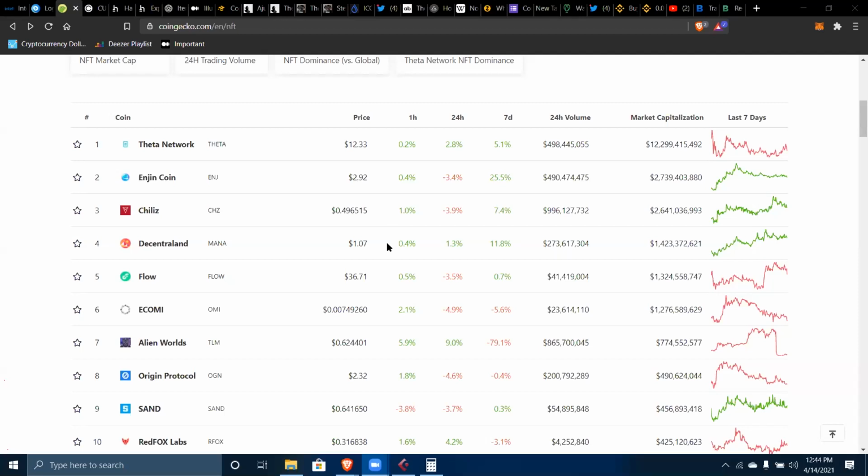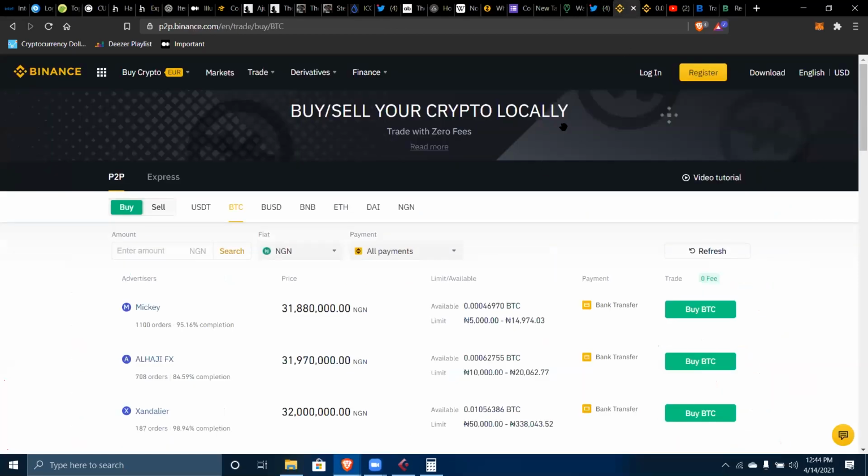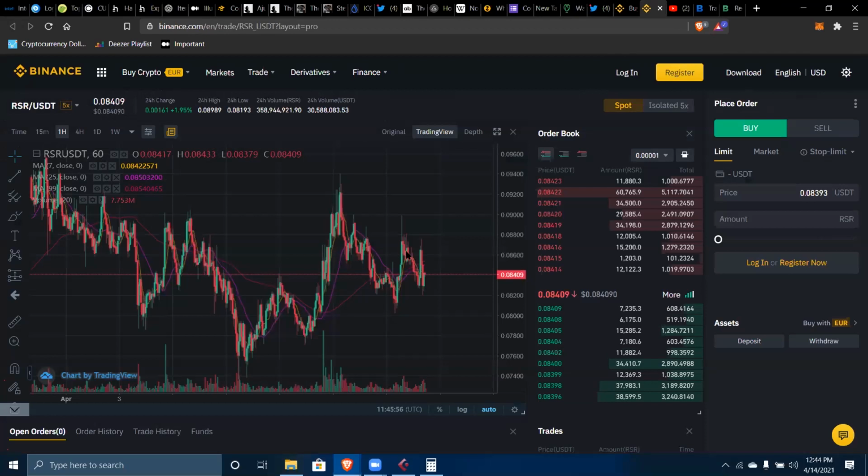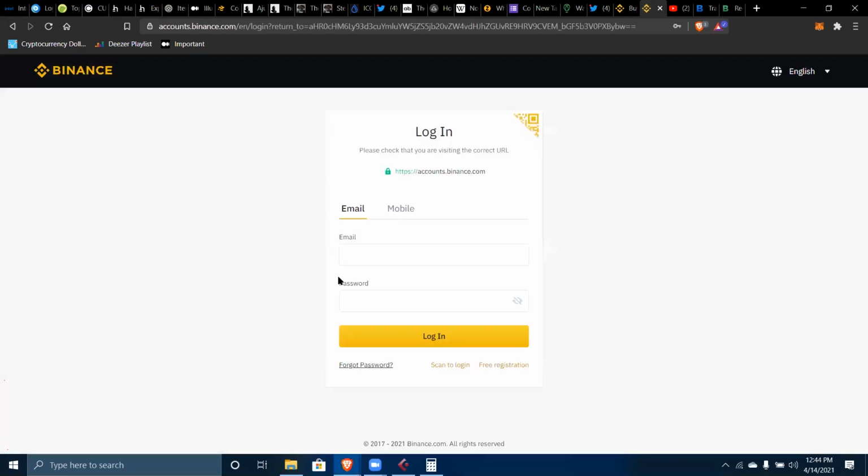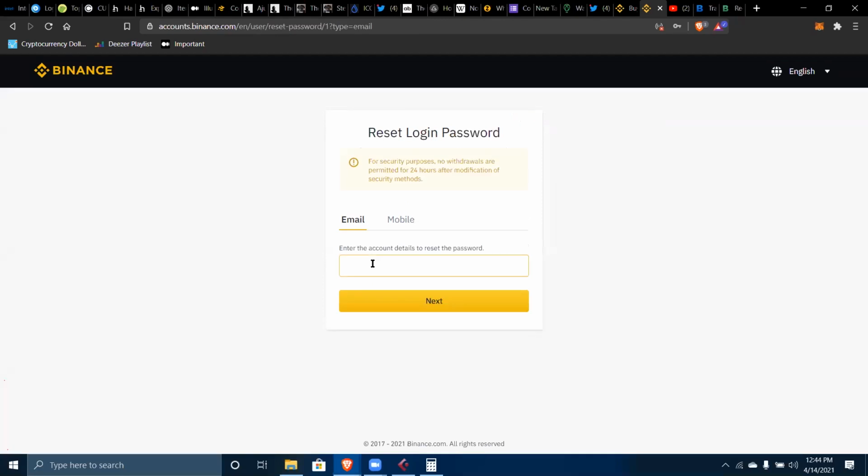Please, how do I recover my mnemonics on Binance? You can't recover your mnemonics on Binance. Binance does not give you mnemonics or a passphrase. The only thing you can do is get access to your email. Let's say, for example, this is my Binance account and I want to log in. I go to login and enter my email and my password. Now, if I forget my password, I can always click forgot password and recover my password. But there's no mnemonic, there's no seed phrase for Binance, except you're talking of two-factor authentication.